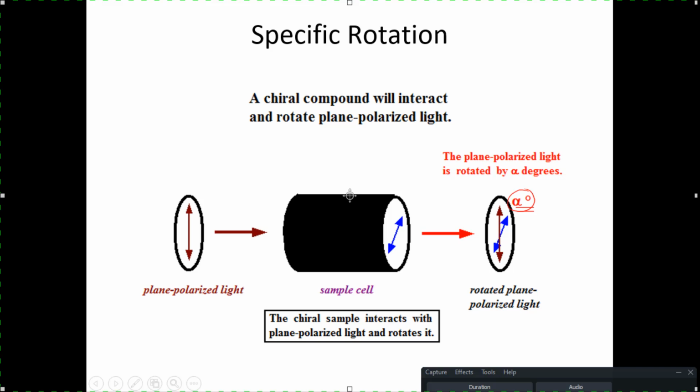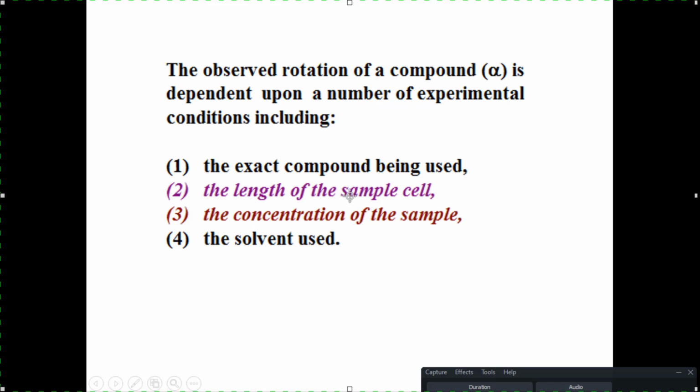the number of degrees is dependent on a number of things. First of all, it's dependent on the compound that's being used. Well, if I'm going to use it as a physical property, I want that. It's dependent on the length of the sample cell. The longer the cell, the bigger the rotation. It's also dependent on the concentration of the sample. The more concentrated, the more rotation. Both of those make sense. And it also depends a little bit on the solvent, although not tremendously.